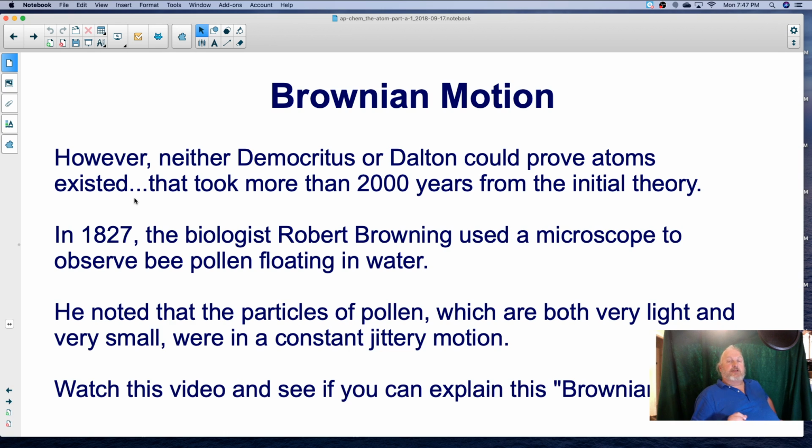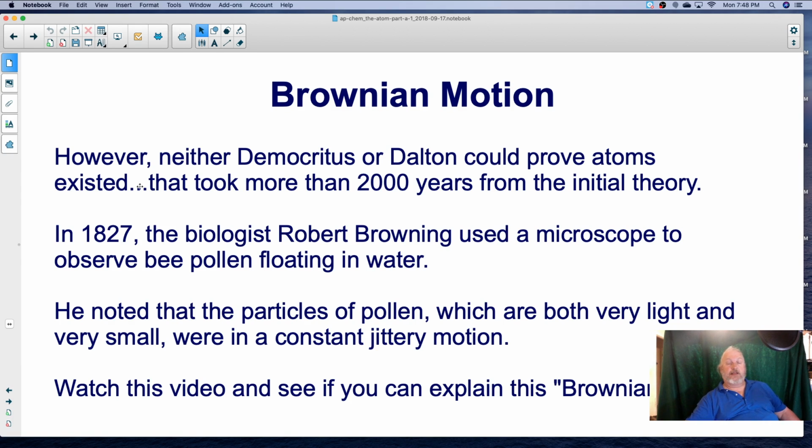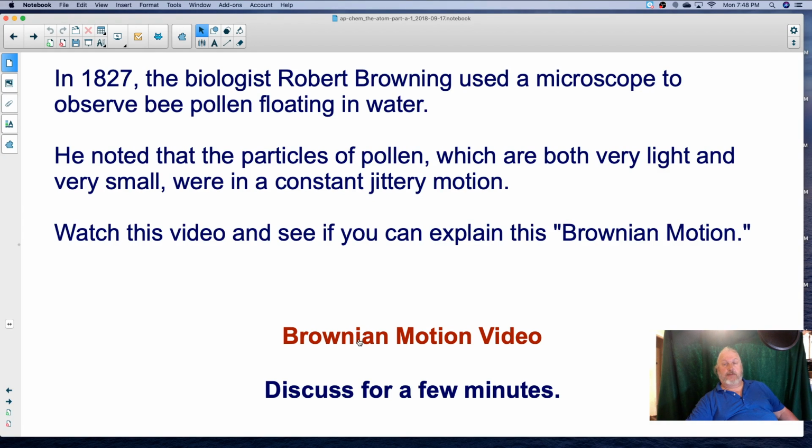That took more than 2,000 years from Democritus' initial theory. In 1827, the biologist Robert Brown used a microscope to observe bee pollen floating in water. What he noted was that the particles of pollen, of course, pollen's pretty light and very small, were in a constant jittery motion. All right, so let's watch this video and maybe we can see if that can explain.